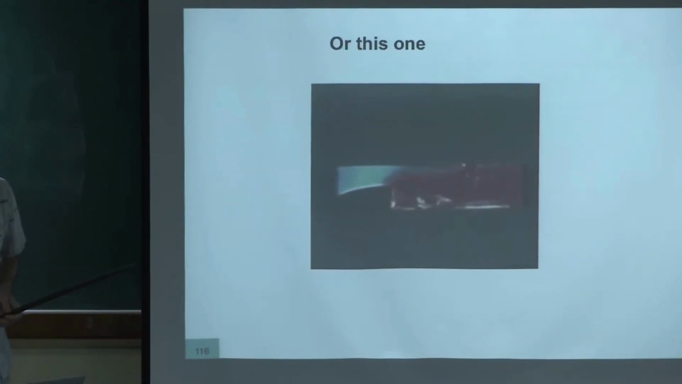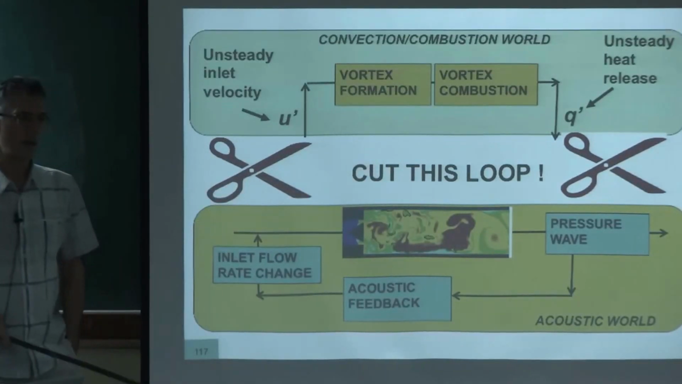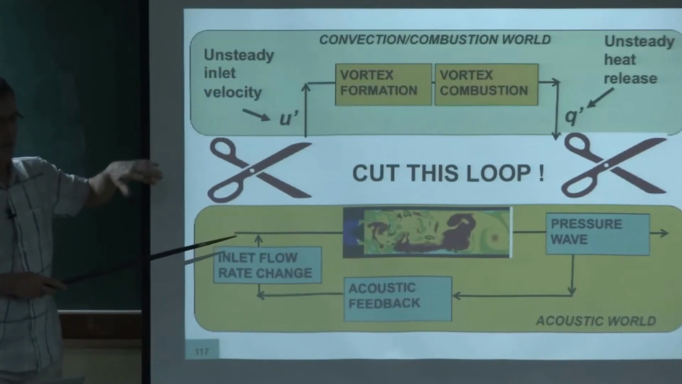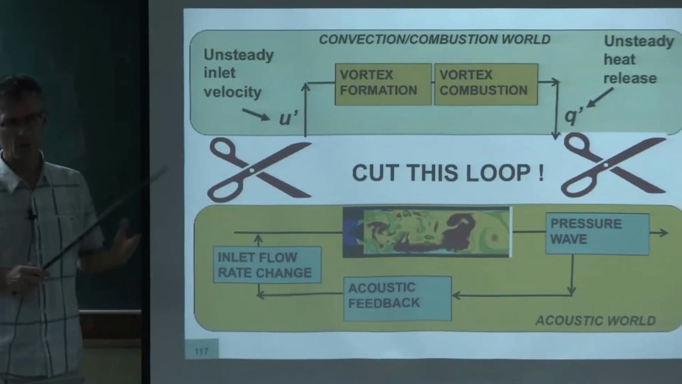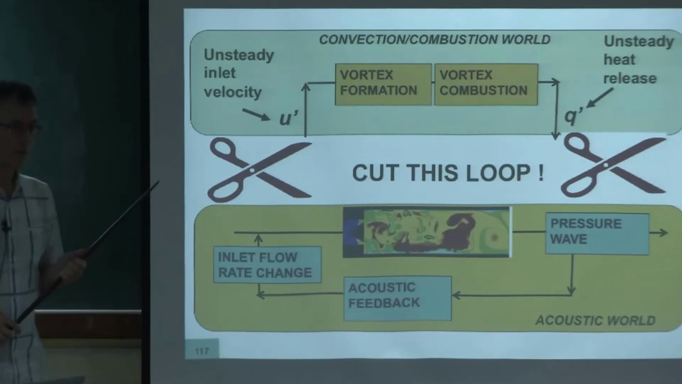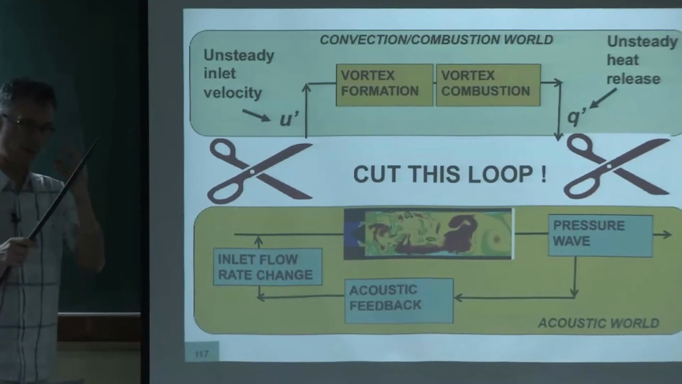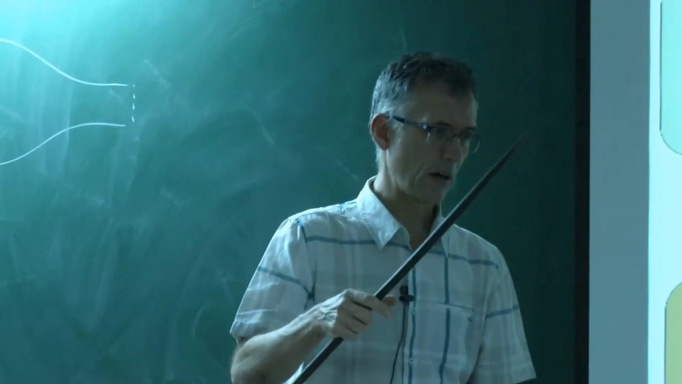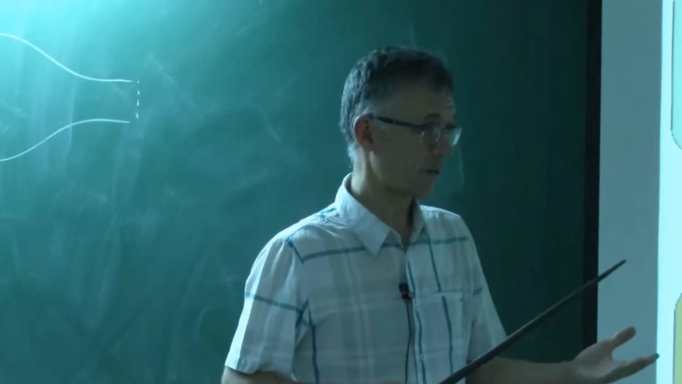So the solution there is that you need to cut this loop here. If you can cut the loop, then you can make this system stable, and then you can measure the flame transfer function. So what do you mean by cut the loop? Well, in an experiment, one way to do that is to get the flame out of the box. If you remove the flame from the chamber, the acoustic coupling will disappear because the flame will be a free flame. That's one solution.